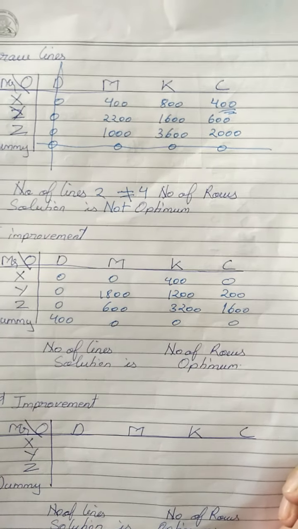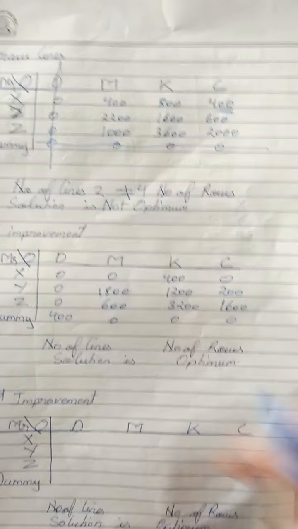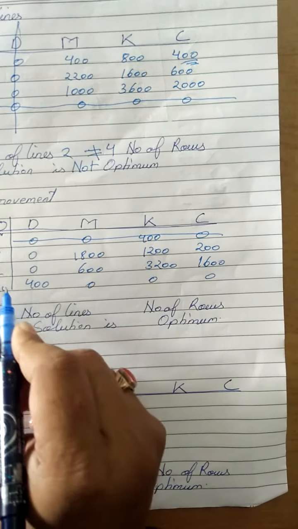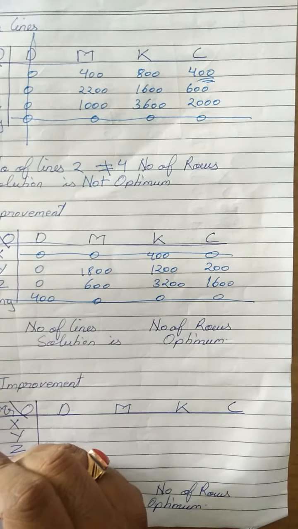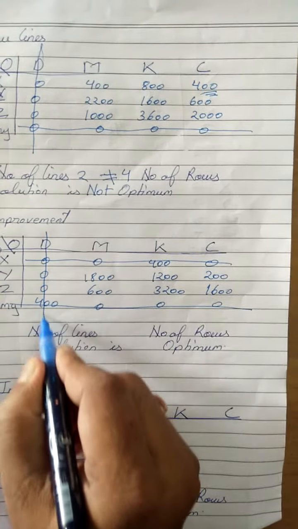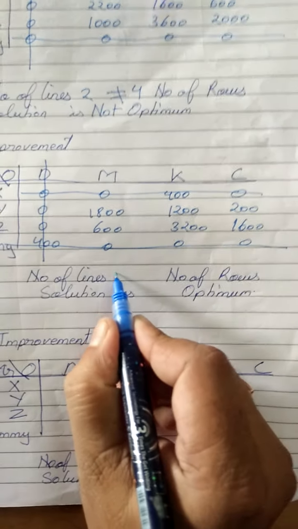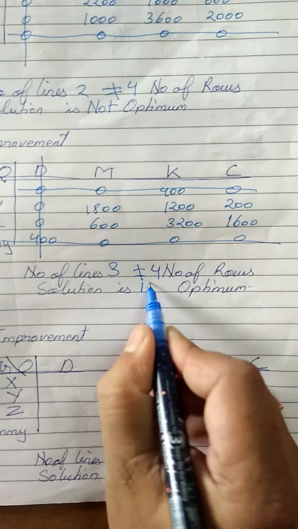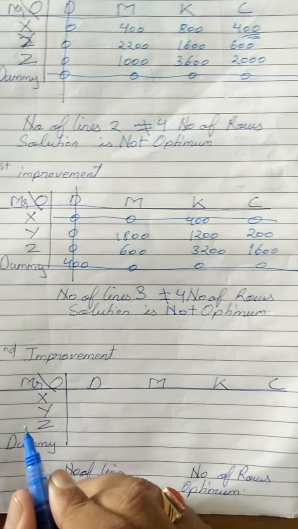Now again we draw the lines. The row with the maximum number of zeros is X, which has 3 zeros, so we draw a line on X. We also draw a line on dummy. Again check whether any column has more zeros. No, there are 2 zeros in column D. Now counting the lines, the number of lines is 3 and the number of rows is 4, so not equal. This solution is not optimum, so again we need to go for a second improvement.